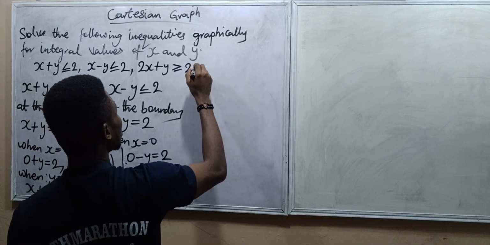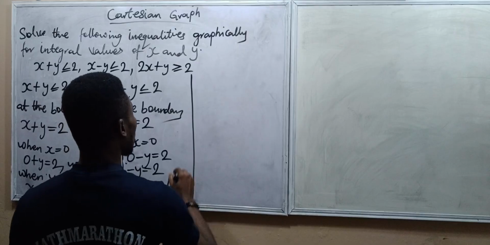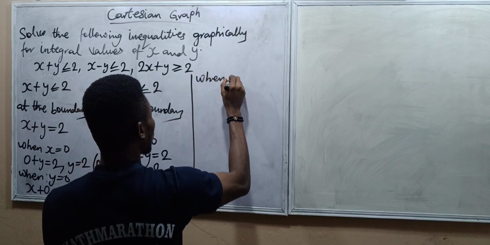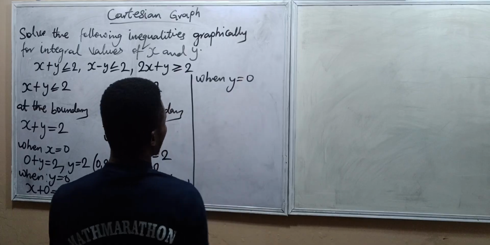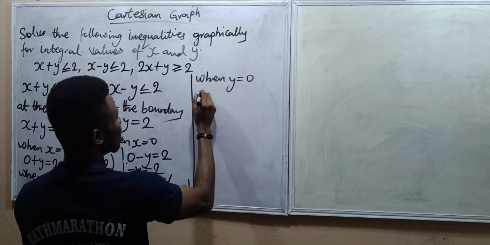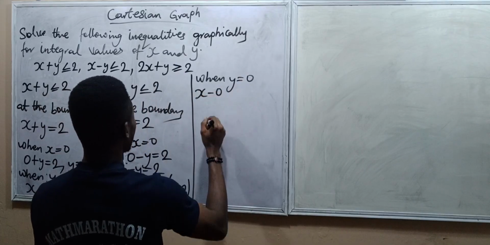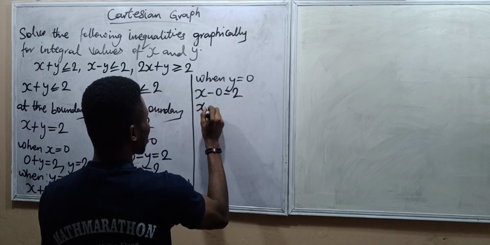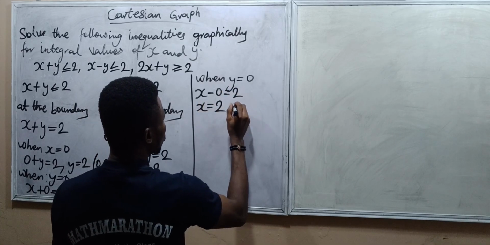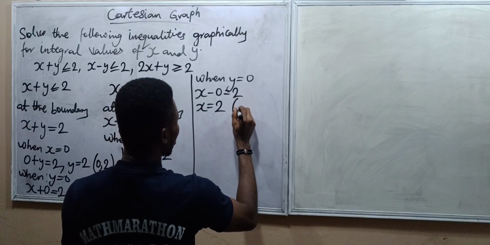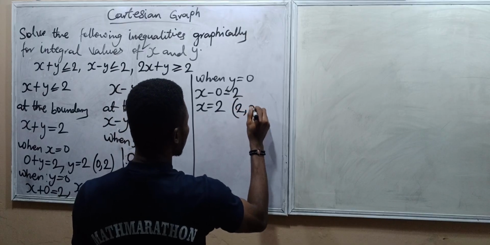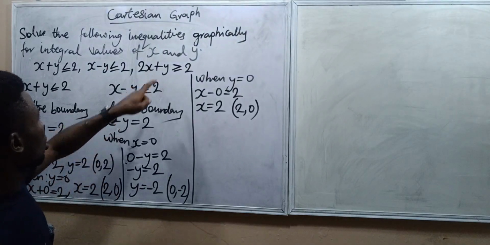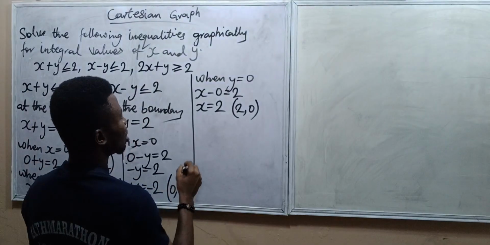And when y is equal to 0, we have x minus 0 is equal to 2. This implies that x is equal to 2, and we have 2, 0. Right?